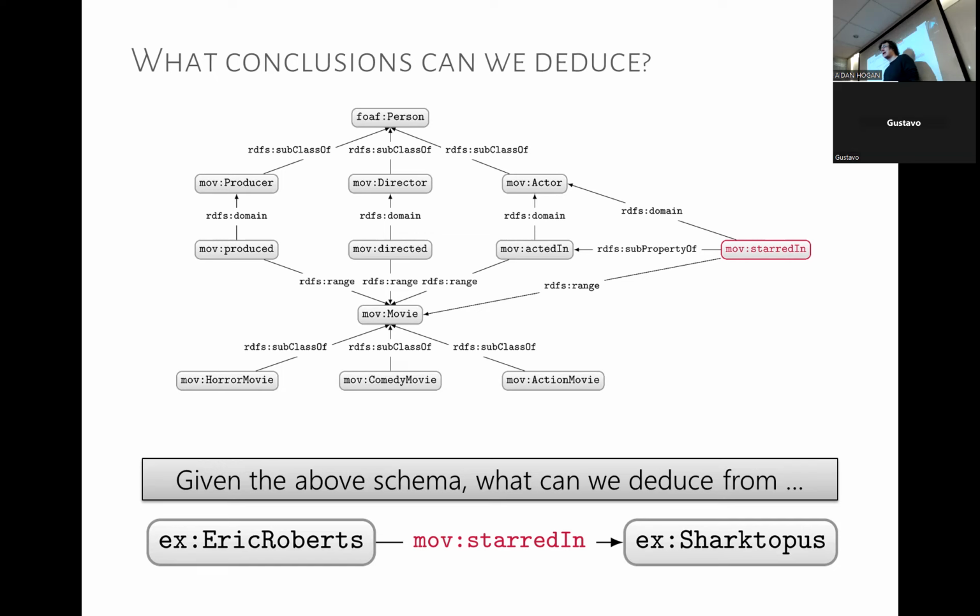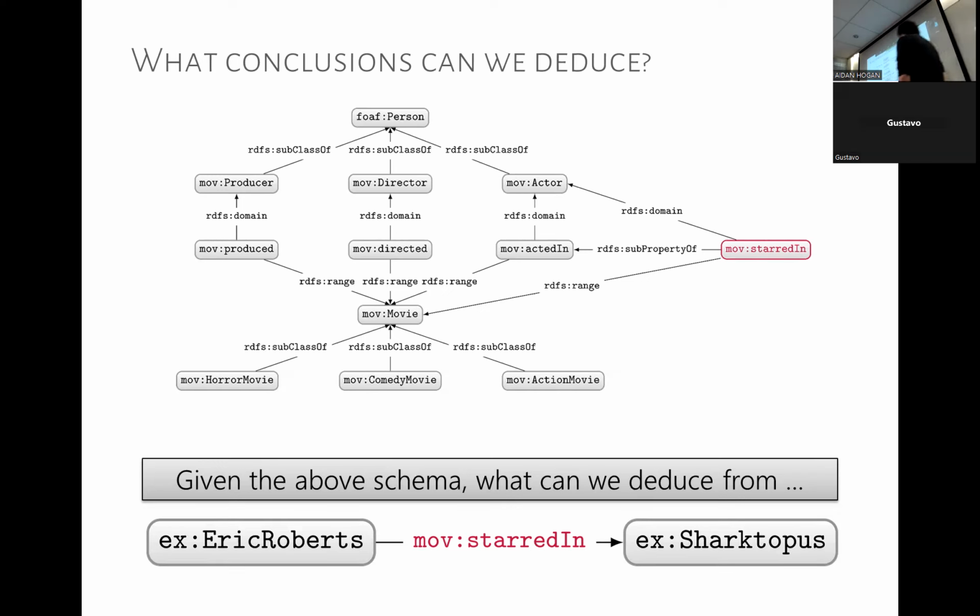What can we say about Eric Roberts? Yeah, so now we're getting recursive, right? So we are now applying inferences on inferences. Yeah, so Eric Roberts is an actor based on the domain. An actor is a subclass of person. So now that means that Eric Roberts must be a person as well. What else can we infer? Lots of things. We can infer lots and lots and lots of things.